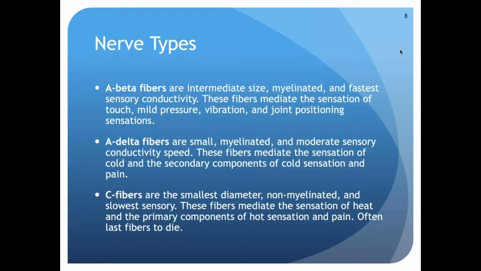Then we have our A delta fibers. They are very small, again myelinated, which makes them pretty quick. They mediate cold and some components of cold sensation and pain. Finally, we have our C fibers, which are the smallest diameter. They're non-myelinated, so that's going to make them a little bit slower. These fibers mediate heat and the primary components of hot sensation and pain.